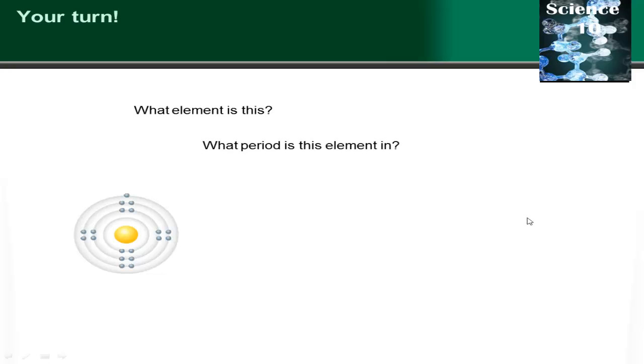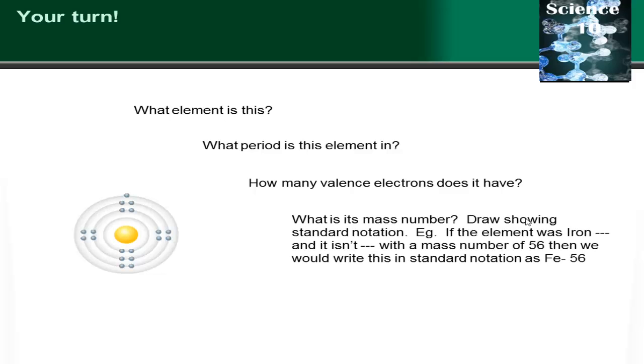Okay, your turn. We are looking at another element from your periodic table. You should be able to look at that Bohr diagram and you should be able to tell us what element it is, what period it is in, how many valence electrons it has, and its mass number. And again, you should be able to draw it just like we did on the previous page, showing standard notation.